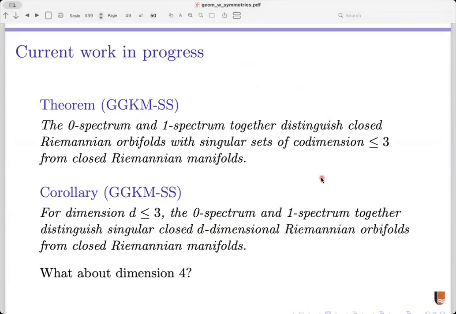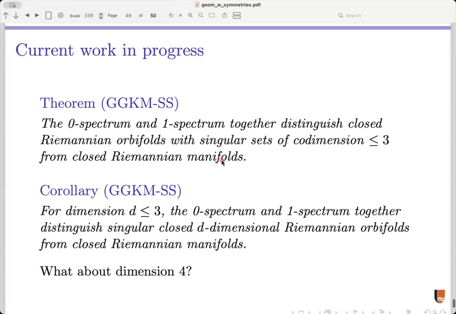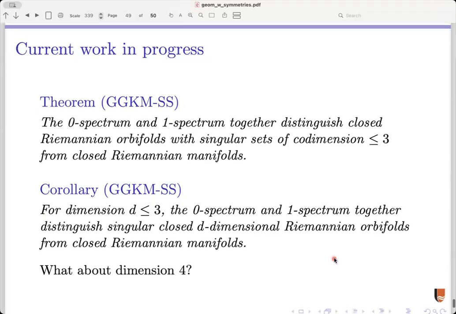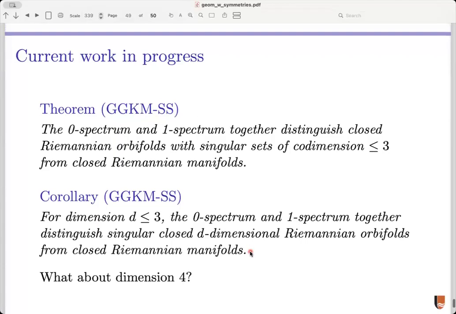So what are we asking in this current work? Here's this corollary to the codimension less than or equal to 3 result. The corollary said for d less than or equal to 3, the 0 spectrum and the 1 spectrum can detect the singular set of an orbifold. Our question is, what about dimension 4? Wouldn't it be nice if we could bump this theorem up to dimension 4? And not just nice, but there's a sort of fact about this case that just is vexing. So that's why I want to work on it.